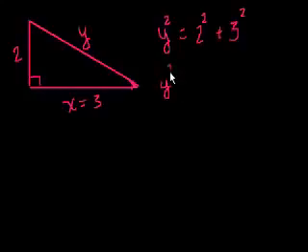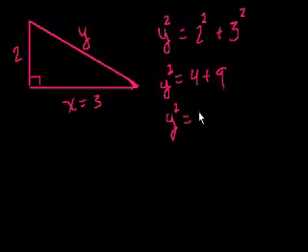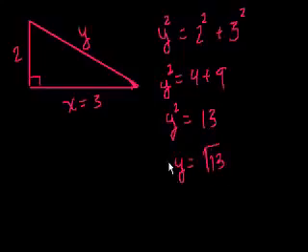So y squared is going to equal 4 plus 9. y squared is going to equal 13. y is equal to the square root of 13. And that is choice A. This was just straight up Pythagorean theorem, nothing tricky there. Just got to chug through it.